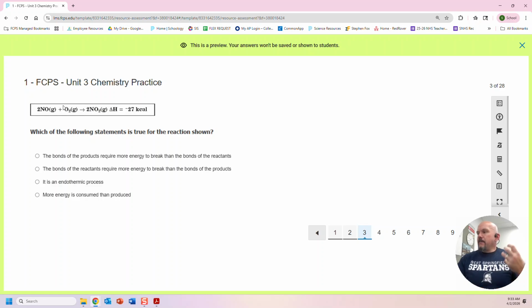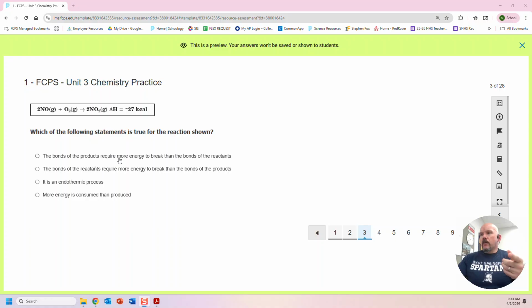So breaking bonds requires energy. Forming the new bonds of the products releases energy. And if you see that the overall energy value is negative, that means more energy was released when the new bonds were formed versus energy required to break the bonds of the reactants. So as soon as you see a negative delta H, you know that the bonds of the products are stronger than the bonds of the reactants. Okay, so negative delta H, exothermic, bonds of products are stronger.